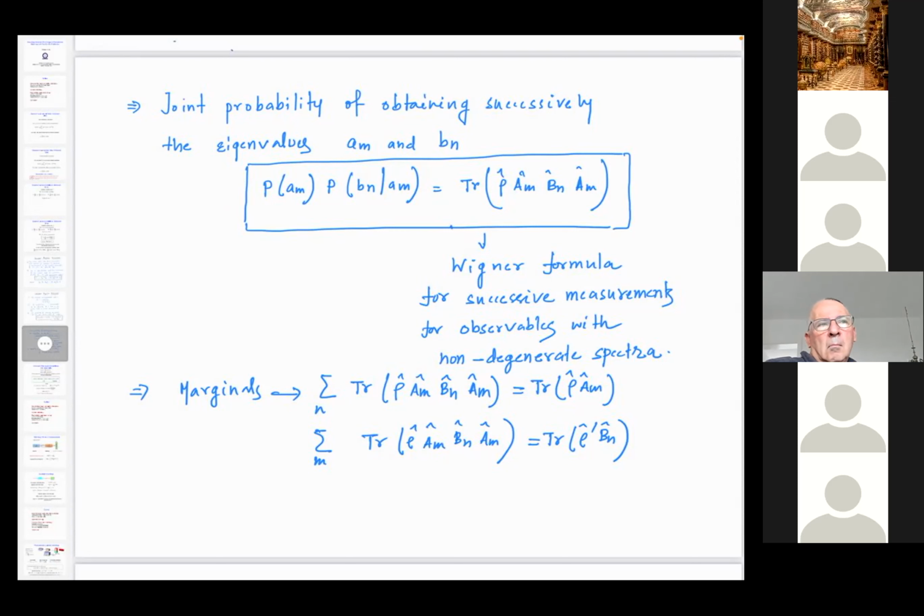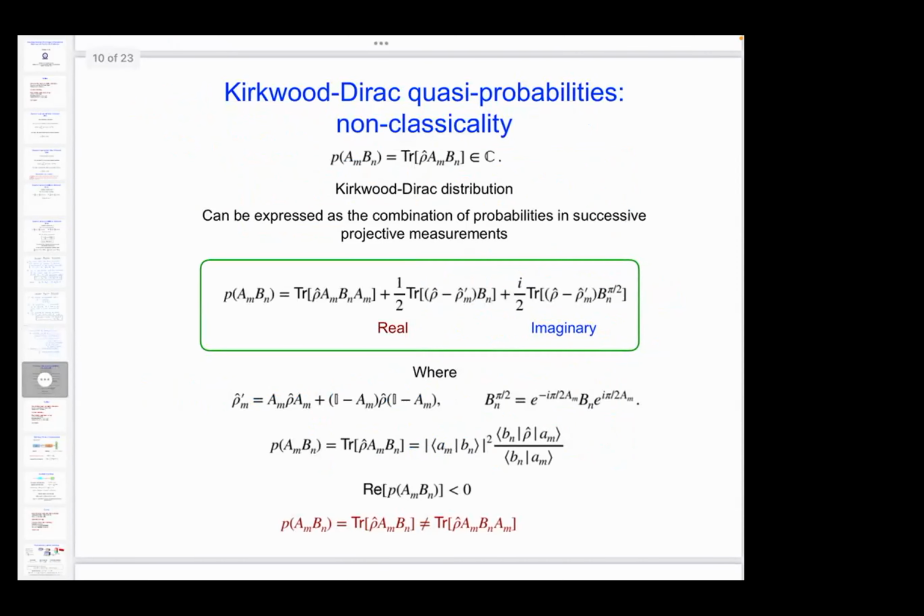As you can see, the first part is the Kirkwood-Dirac quasi-probability distribution, as I have written. This part can be expressed as a combination of probabilities in successive projective measurements. The left-hand part is the Kirkwood-Dirac quasi-probability distribution. The first part on the right-hand side is the Wigner formula. This is completely real. And the last part is imaginary.